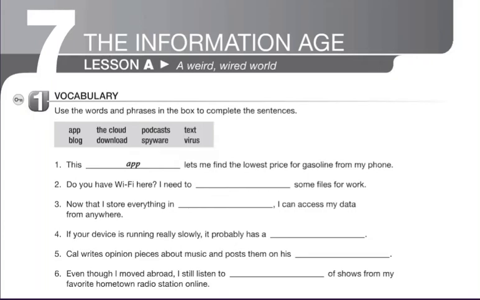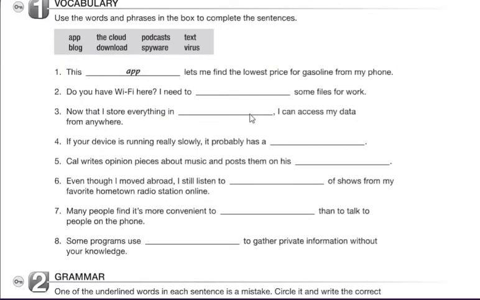Hello everyone, we're going to be working now on The Information Age, lesson A, the first part of the workbook. As you can see, we already practiced the passive voice in present continuous, present perfect, and future. Right now, we're going to be working with vocabulary from the unit, which is app, blog, the cloud, download, podcast, spyware, text, and virus, where we're going to complete the sentences using this vocabulary. Now it's your turn. You may pause this video to practice the meaning of these words, right? Perfect. Now let's fill it in with the correct words.